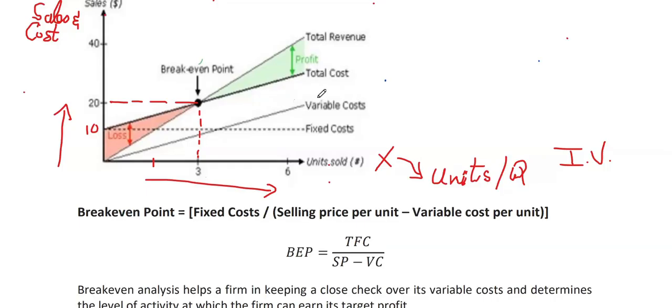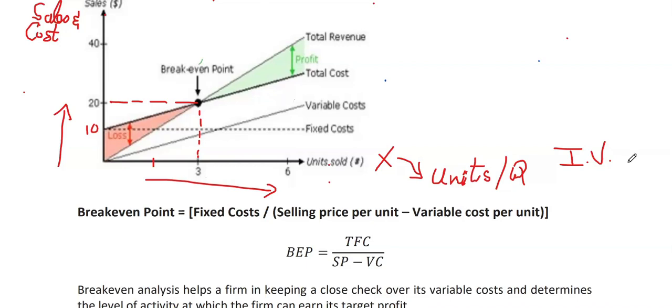Another critical observation is that the variable cost line is parallel to the total cost line. The total cost line takes the shape of the variable cost line because in the short run, fixed costs don't change. The only cost that causes a change in the total cost is a change in variable costs in the short run.